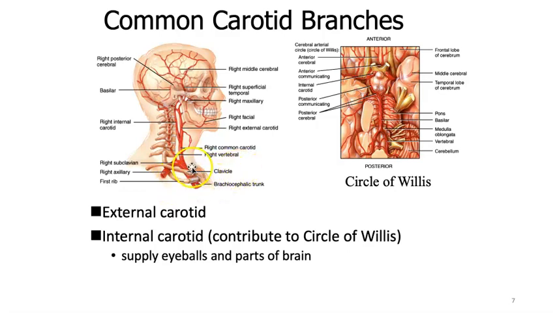The common carotid is going to also branch. You're going to have an internal and then an external carotid artery, and this is true on left and right sides. The internal carotid artery is also going to contribute to the circle of Willis along with that vertebral artery that we mentioned a little earlier. Otherwise, it's also supplying parts of the eyes as well as parts of the brain.